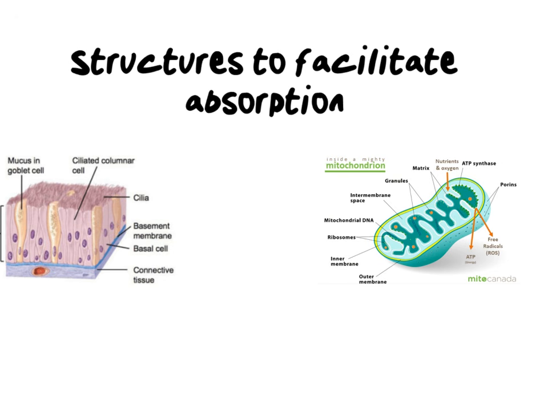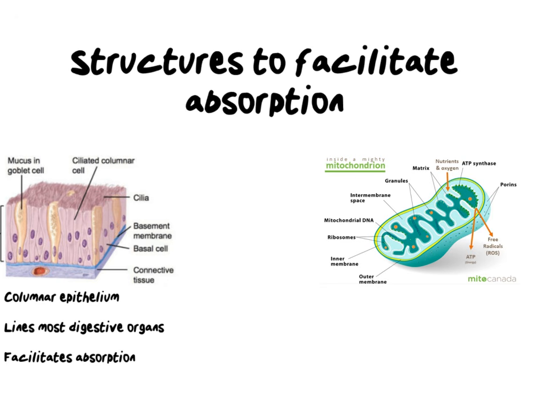So, in order for the small intestine to absorb as much as possible in terms of nutrients into the bloodstream, the structures that line the inside of the small intestine need to facilitate it as best as possible. And there are some adaptations that we need to know that make this more efficient. One of them being that the small intestine is lined with columnar epithelium.